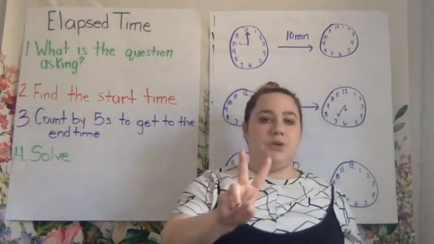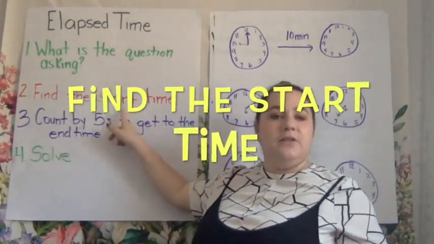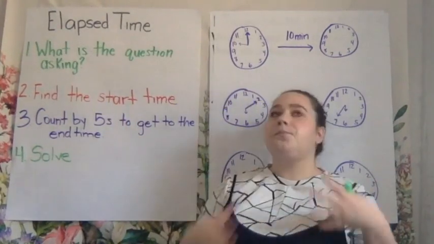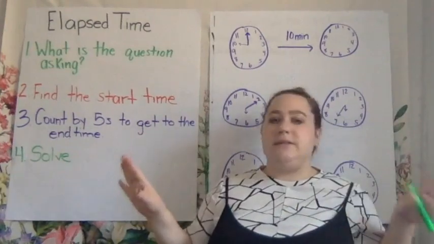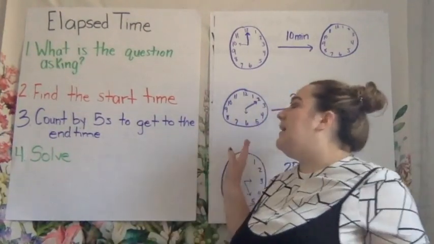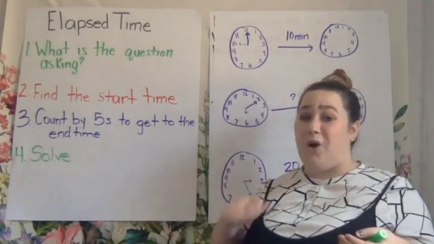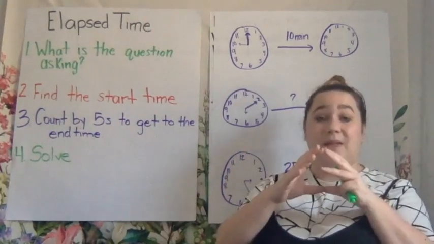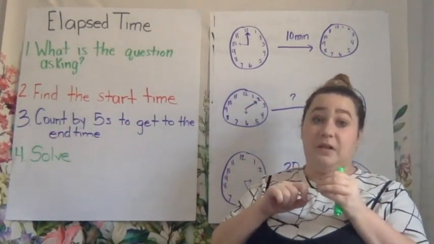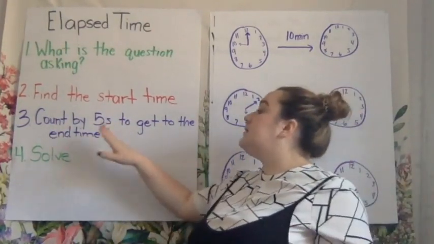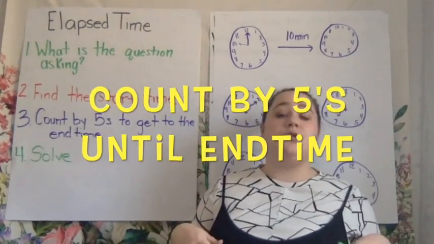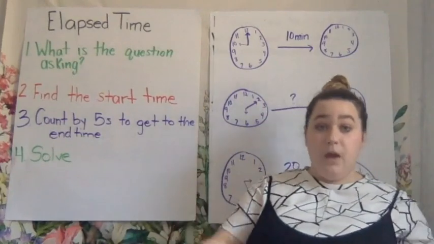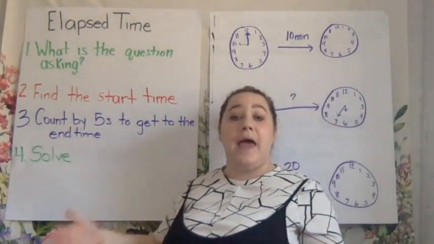Then step 2, we need to find the start time. We need to find out what time did this whole thing start. Then if you're working at home, you can draw your start time. If you have like a little clock, you can play with the little clock. Either way. Then step 3, you're going to count by 5s to get to your end time.